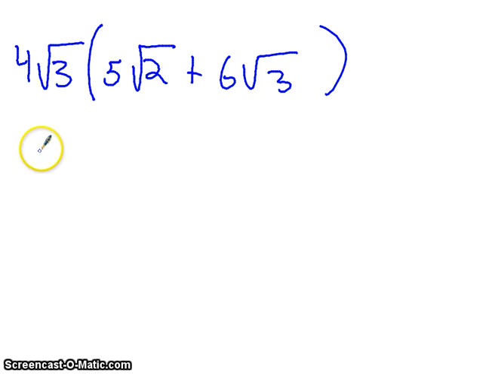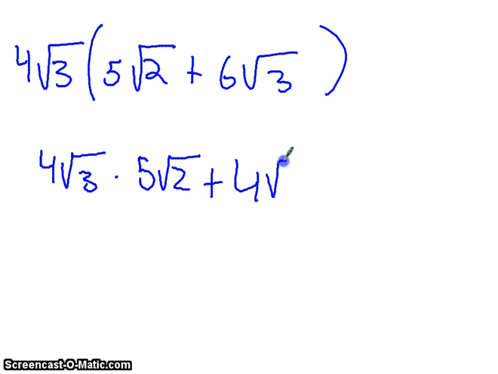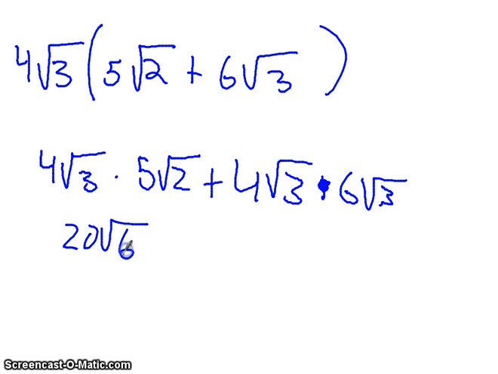This is 4 times the square root of 3 times 5 times the square root of 2 plus 4 times the square root of 3 times, I'm starting the right plus, 6 times the square root of 3. Okay? So I do my multiplication. I get 20 times the square root of 6. And I can't simplify that, can I? 4 times 5 is 20. 3 times 2 is 6. That's how I got that.